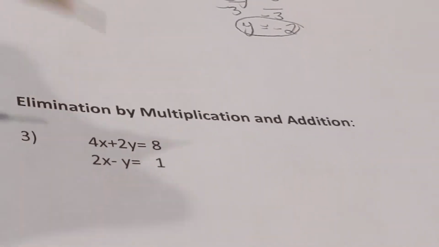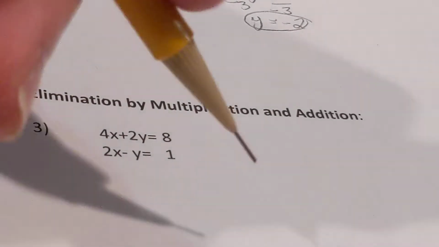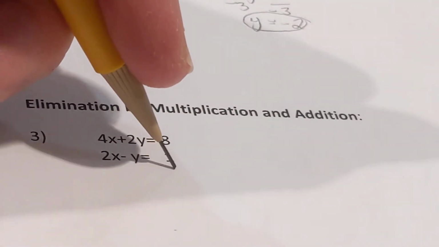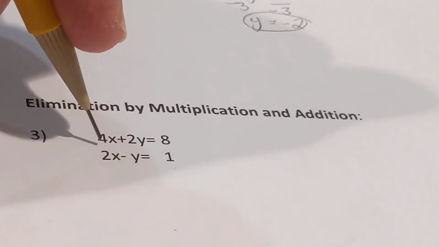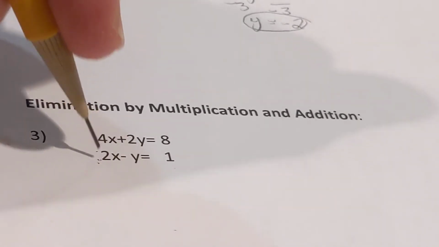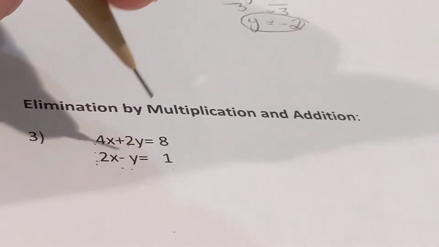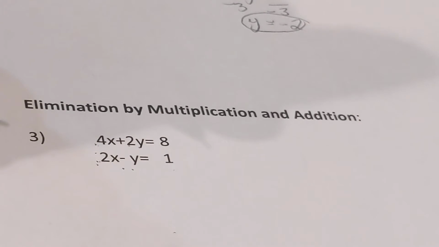Let's take a look at the next one. Elimination by multiplication and addition. Let's see what's different here. As we did before, we're going to look for a pair that eliminates. Does 4x and 2x eliminate? No, those make 6x. 2y and negative y? No, those add to y. So we have a problem here.